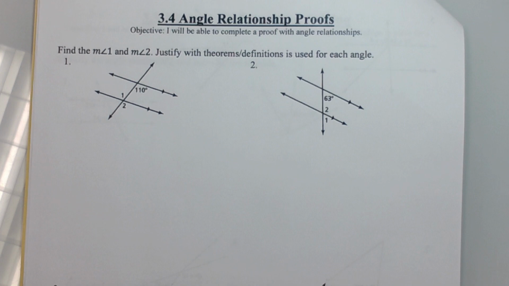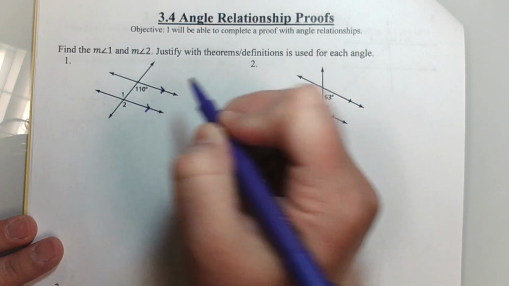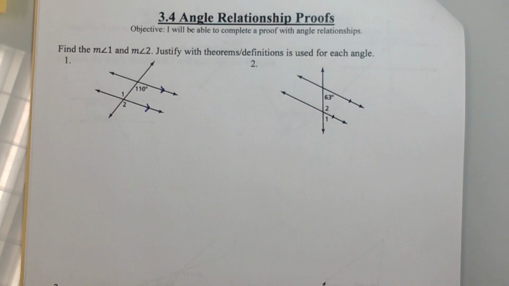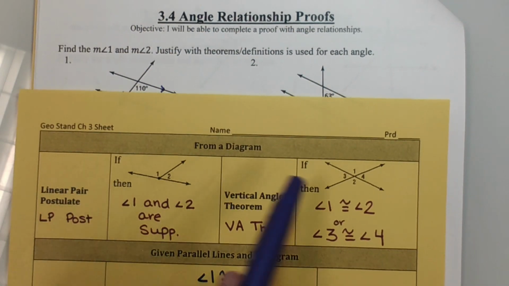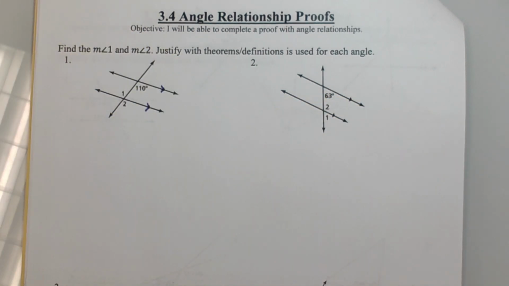This is all that we're going to be going through. It says, find the measure of angle 1 and the measure of angle 2. Justify with the theorems and definitions used for each angle. So in order to do this, the first thing I'm going to look at is I'm going to notice that I have parallel lines going on, and that means that I can use these four postulates and theorems. If I don't have parallel lines, then I've only got things like linear pairs and vertical angles to work with, or adjacent angles.